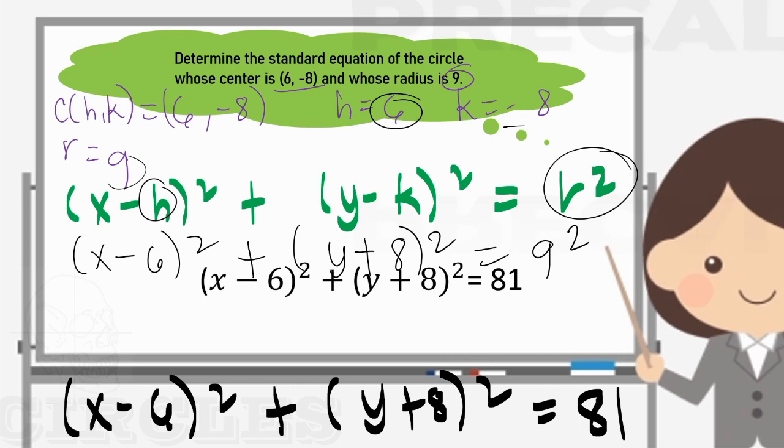So, x minus 6 squared plus y plus 8 squared is equal to 81. So, tama naman yung sagot natin. So, pareho ba tayo ng sagot? So, I hope ganyan din yung sagot nyo.